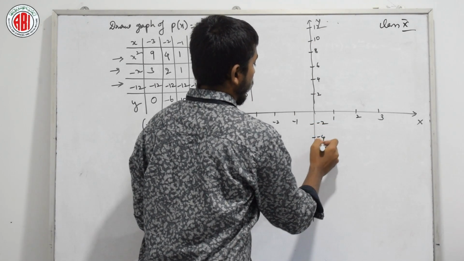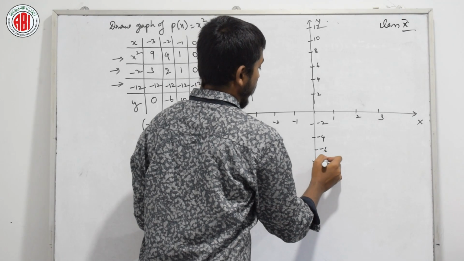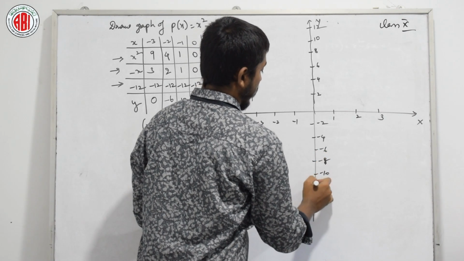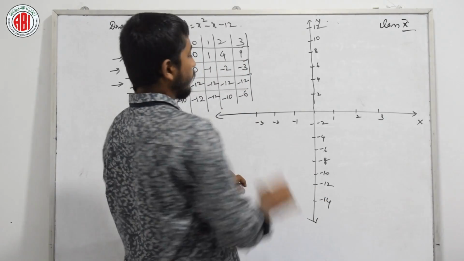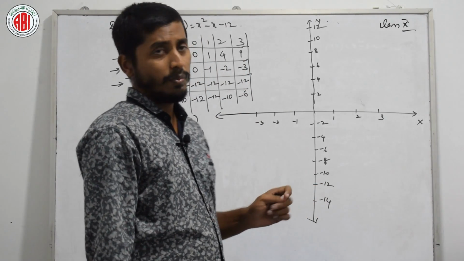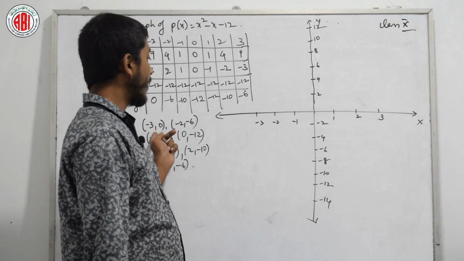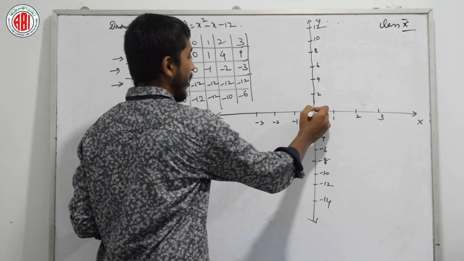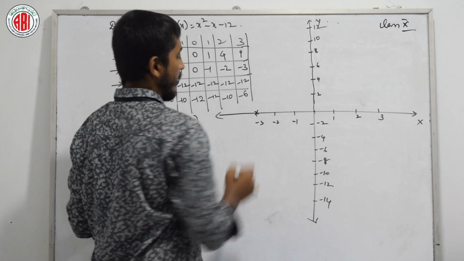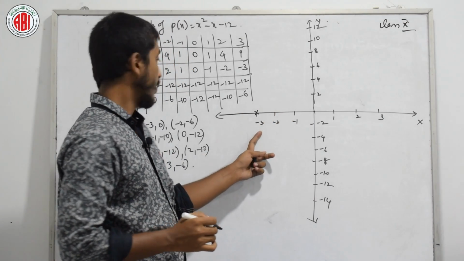Minus 2, minus 4, minus 6, minus 8, minus 10, minus 12 and minus 14. Clear? Now let us mark the points. What is the first point? Minus 3 comma 0. X is minus 3 and y is 0. This is minus 3 comma 0.